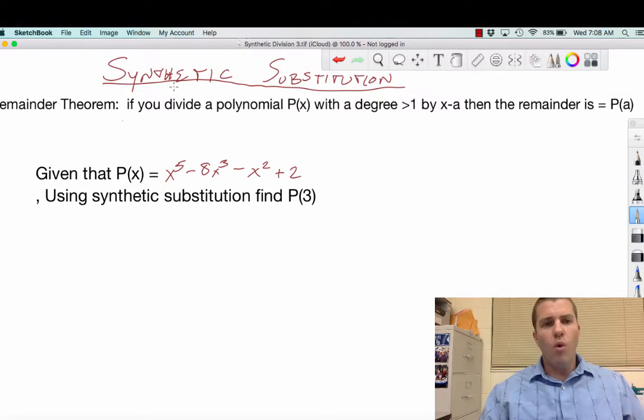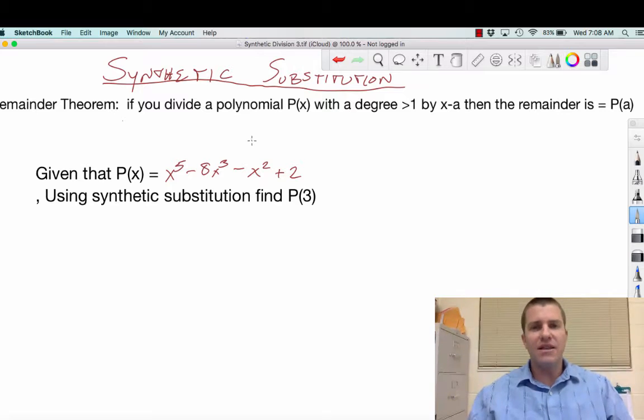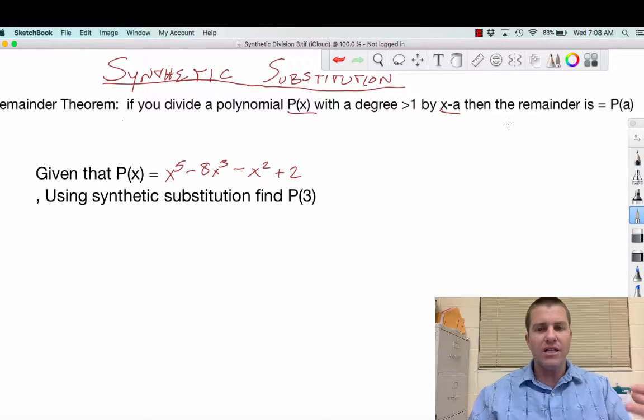Okay, so one more thing is synthetic substitution. And using synthetic substitution is using the remainder theorem. And what the remainder theorem says is if you divide a polynomial, we're going to say p of x, that has a degree that is greater than 1, by a polynomial x minus a, then the remainder, whatever ends up being the remainder, is equal to p of a.